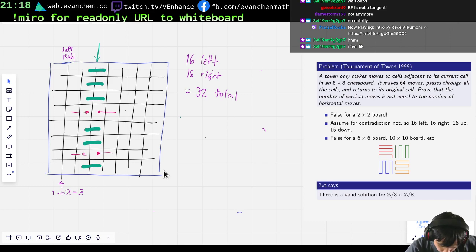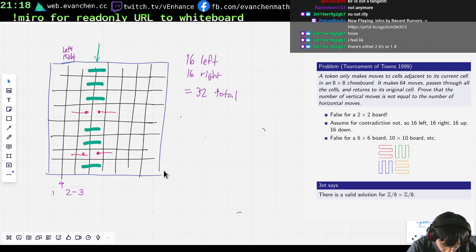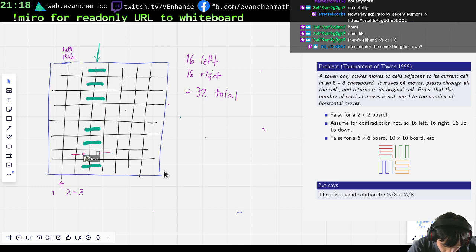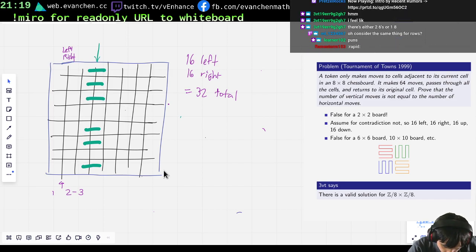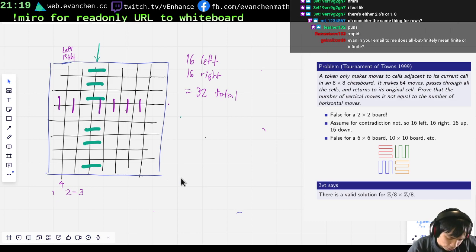Well, okay. By the same token, I know that somewhere there is a column with 6 more. Oh shit. I don't know what that does.